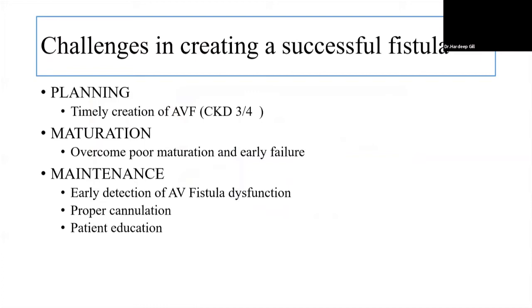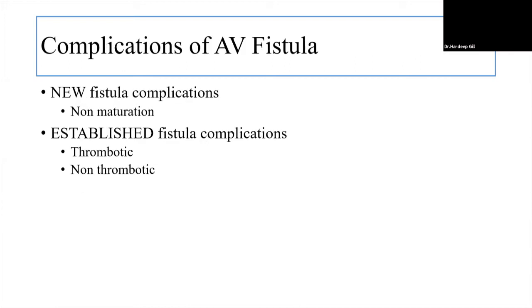In terms of planning, there has to be a timely creation of an arteriovenous fistula or a graft. For this, the patient needs to be referred to the surgeon when the patient is in CKD stage 3 or stage 4. Challenges in maturation are overcome by overcoming poor maturation and early failure. And in maintenance, we need early detection of AV fistula dysfunction, proper cannulation, and proper patient education to make them understand that these fistulas require maintenance and that they have to come for these procedures.